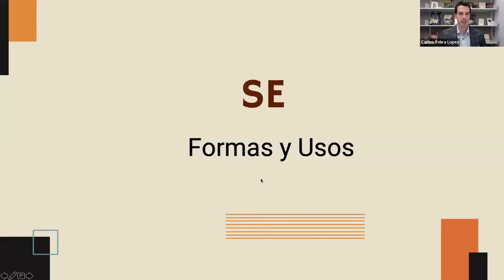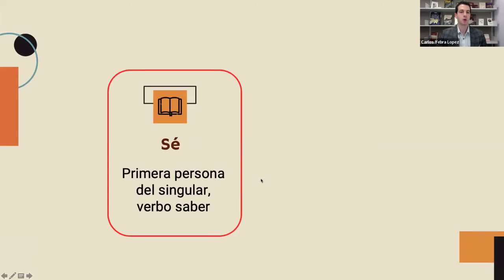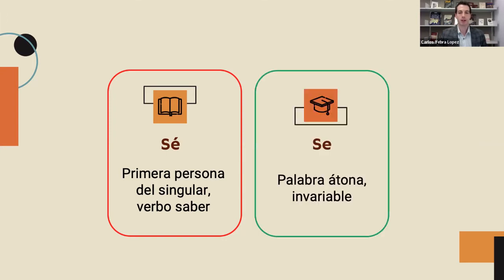Today we're going to learn about a word that is simple yet very difficult to understand in its grammatical use. It's the word se. Now let's jump right into it and analyze the forms and the usages of se. First of all, we're not talking about se as in the first person singular of the verb to know, saber. We're talking about se as a word without an accent that is invariable, meaning it's always written this way, se without any accent.